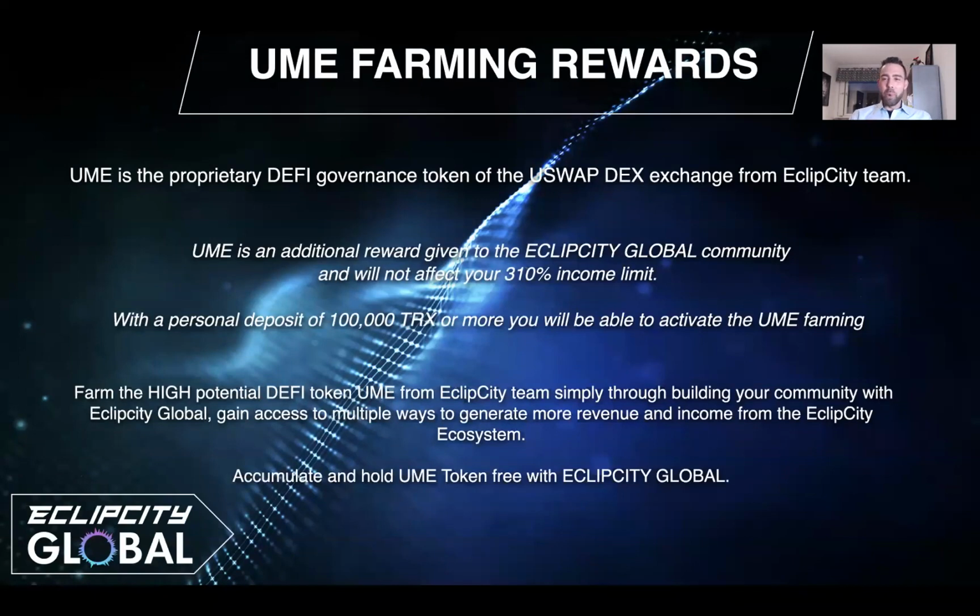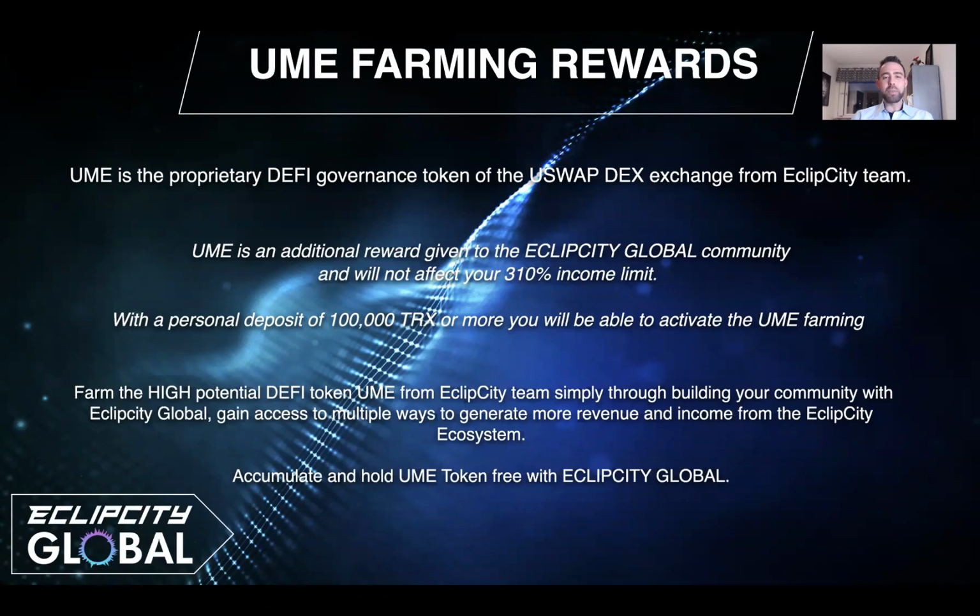Now, UME farming rewards. Let's touch base on this. UME, what is it and why are you receiving it in EclipCity Global? Well, UME is a proprietary DeFi governance token of the Uniswap DEX exchange from the EclipCity team. And we, of course, want to include you guys in everything we have in our ecosystem. So UME is given as an additional reward to the EclipCity Global community, and it will not affect your 310% income limit. That means if you're meeting the requirements to start farming UME, you will not just receive the 1% daily and up to 310%, you will receive more because you're receiving UME as well.